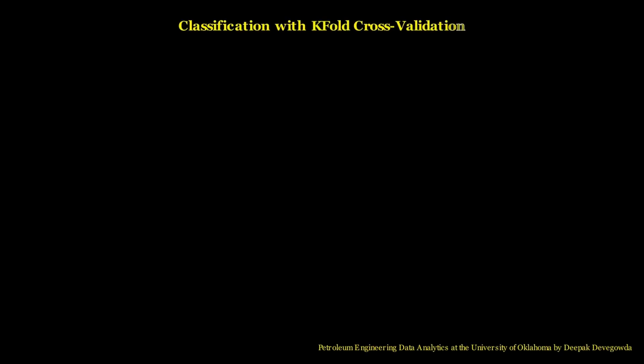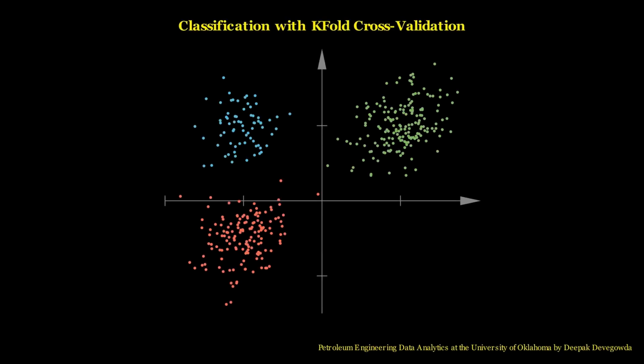In this video, we are going to be taking a look at KFold cross-validation for classification. We'll examine a bivariate dataset with 3 classes. Each class has a different number of data points.